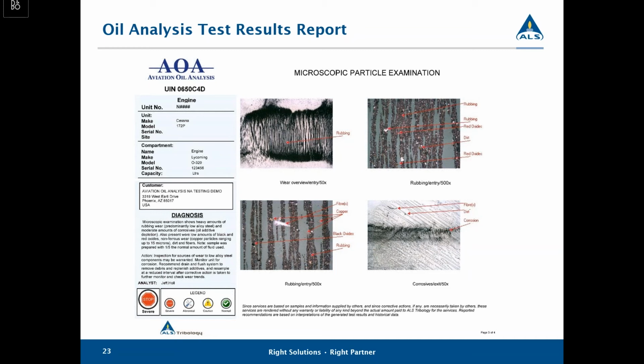And if you look to your left, there's a diagnosis for it, and it says that there's heavy amounts of rubbing wear, predominantly low alloy steel, and moderate amounts of corrosives, which is usually oil additive depletion. Also present are low amounts of black and red oxides, non-ferrous wear such as copper, and dirt and fibers. What's interesting here is we heat treat these as well, so we can determine the alloy, and that really helps determine the source of where that wear might be coming from. So you can go back to the manufacturer and say, this wear is low alloy steel or high alloy steel, and their engineers should be able to help determine better where that source of wear might be.